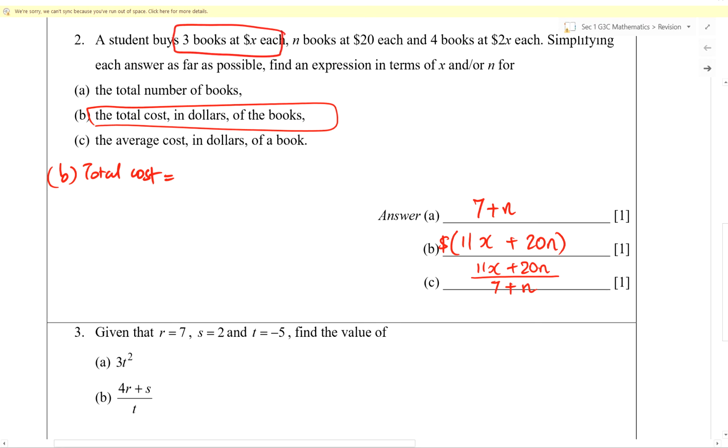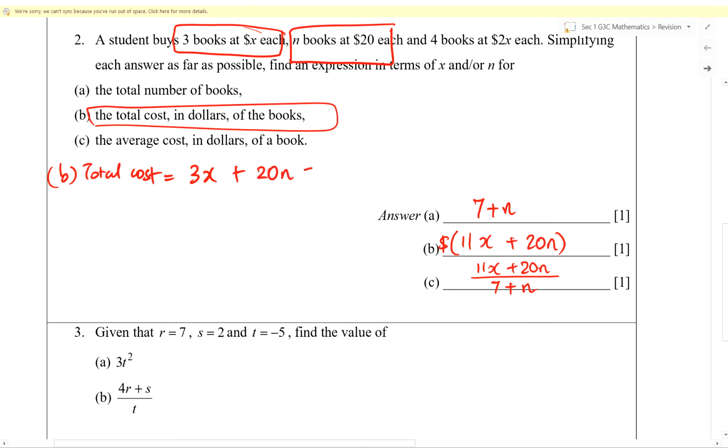Shini? If he buys 3 books at x dollars each, how much is he spending on these 3 books? Yeah, correct. He spends 3x, and you got 3x by 3 multiplied by x, right? Then let's move on to the next set. n books at $20 each. So according to what she said, just multiply 20n.